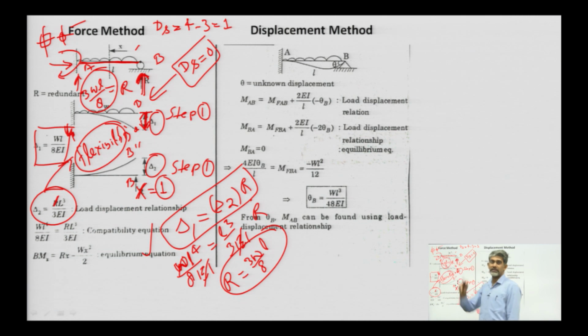Now that structure is determinate. After knowing that value, we can calculate the other unknown forces: vertical, horizontal, and moment. So this is the additional equation that we need to develop for analyzing the indeterminate structure. This is the concept of the force method.